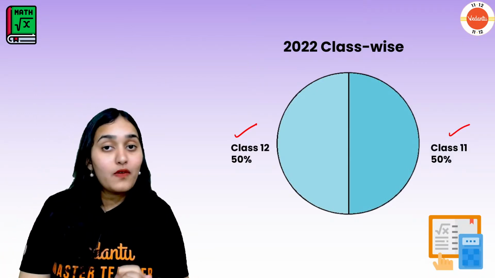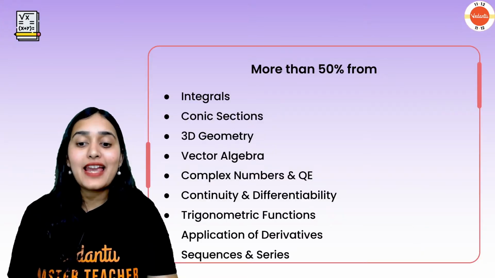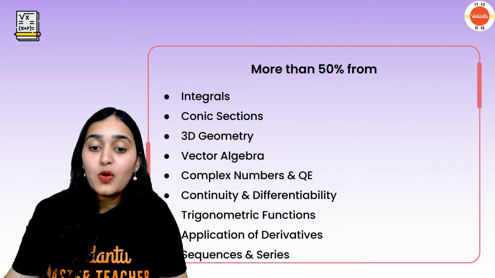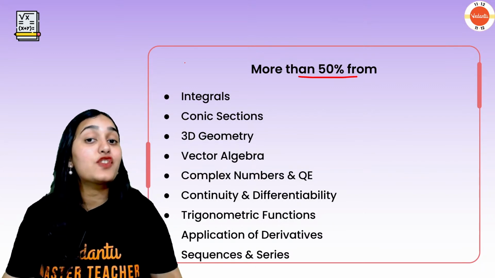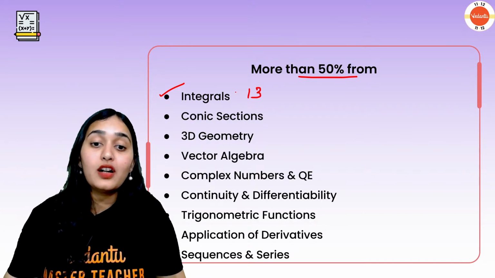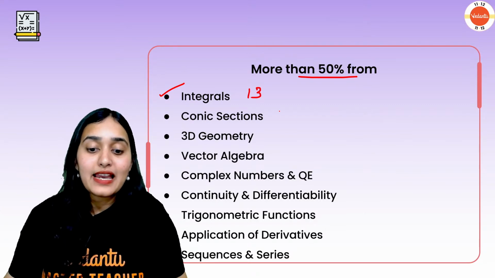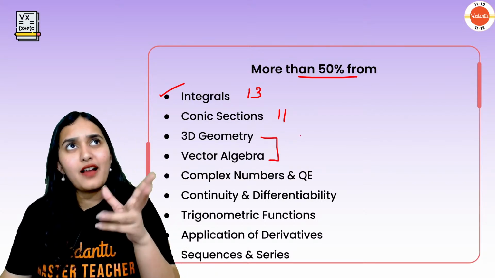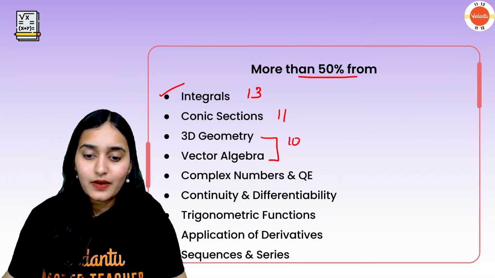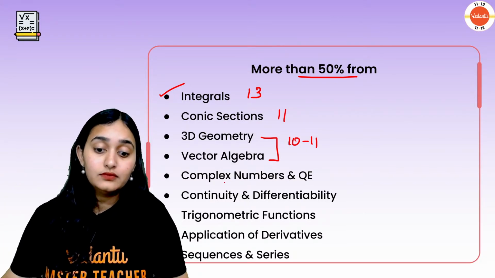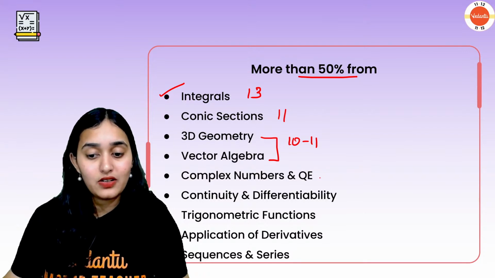So, people, the question paper is over. So what did we realize and analyze? We analyzed from the question paper, more than 50% was asked from integrals. How many questions? 13 questions. Conic sections, 11 questions. 3D geometry, vector algebra, around like this, 10 to 11 questions. I don't remember. We saw 10 to 11 questions. Then again, complex numbers and quadratic equation.